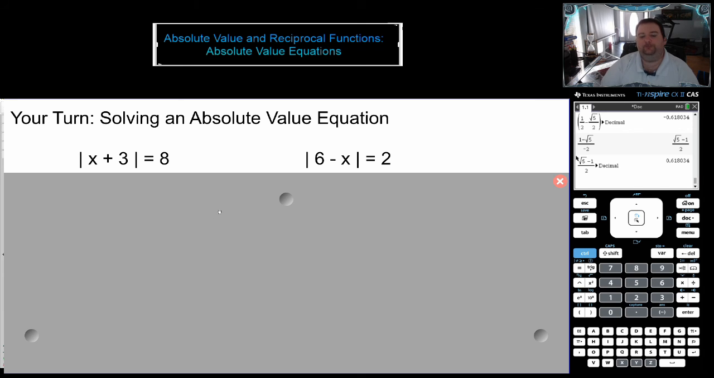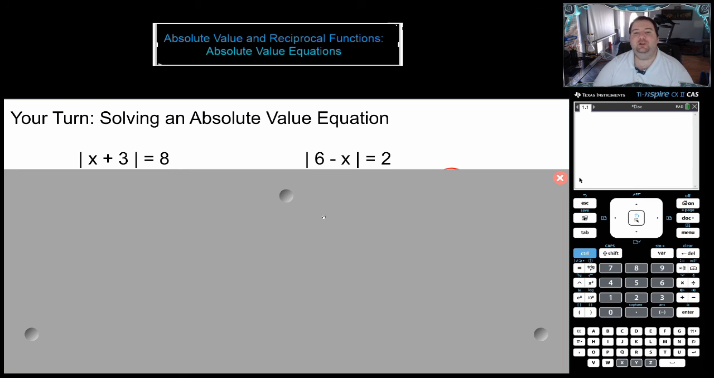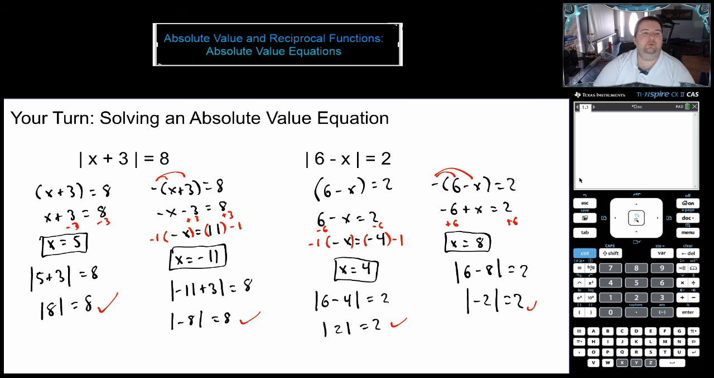See you soon. All right, for those of you on YouTube, welcome back. We have the solutions for you. Let's go through them. So the first thing we did for this first problem, absolute value of x plus 3 equals 8, is we split it up into the two cases. And now we just solved for x. So on the first one, you drop the parentheses, you subtract 3 from both sides, and you find x equals 5. And when you check that solution, it does work.